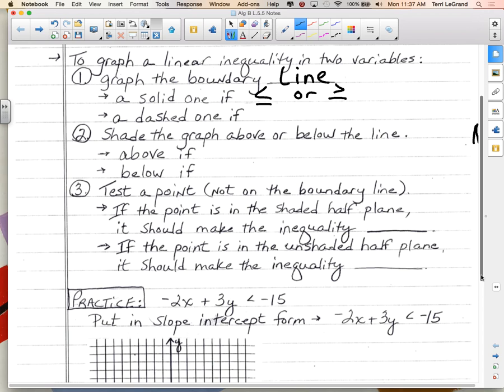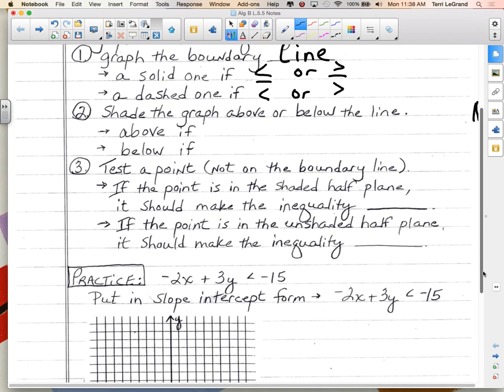Which inequality symbols would indicate a dashed boundary line? Abby? Is less than or is greater than. Those two inequality symbols would indicate a dashed boundary line. In other words, we dash it because none of those points on that boundary line get to count as a solution. By leaving gaps in the line, we're showing that none of the points on this line are considered a solution, because all the points on the line itself satisfy the equal to part of the solid ones. So we're going to shade the graph above or below.